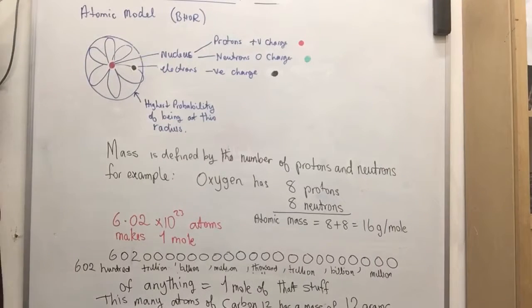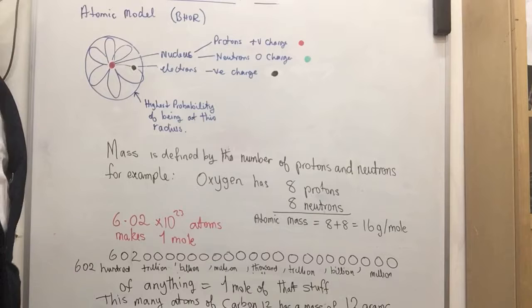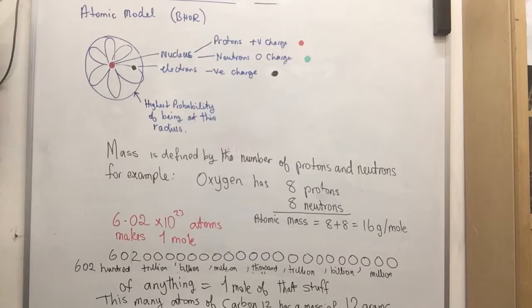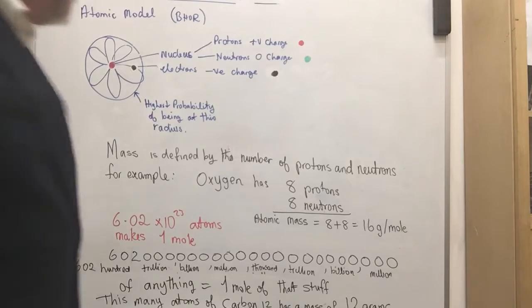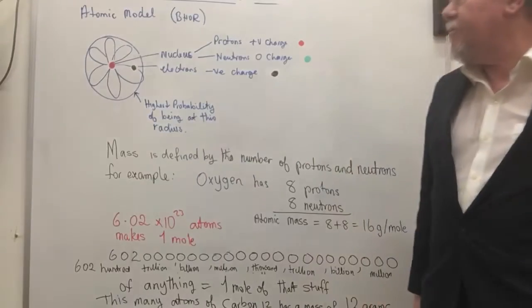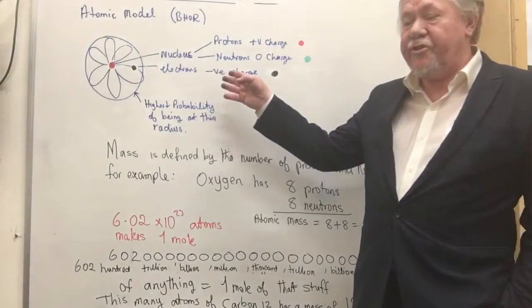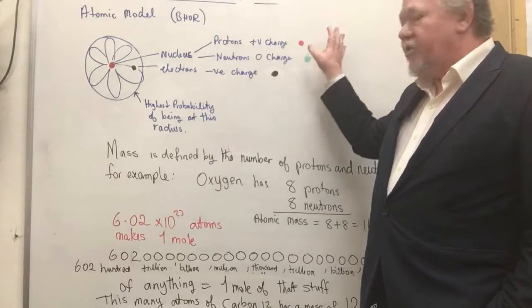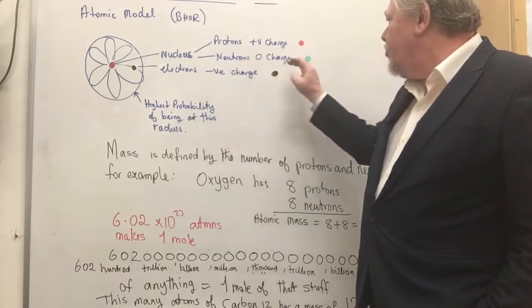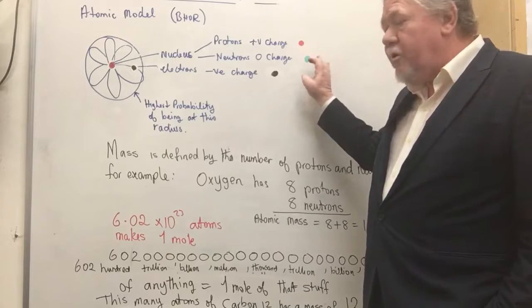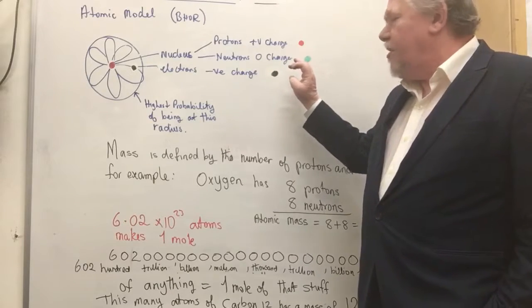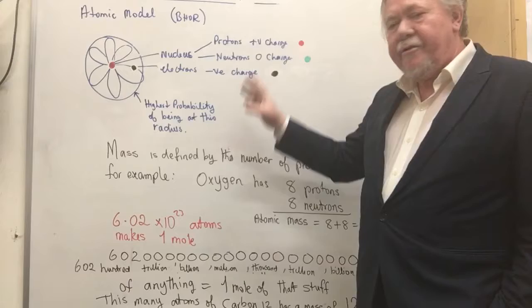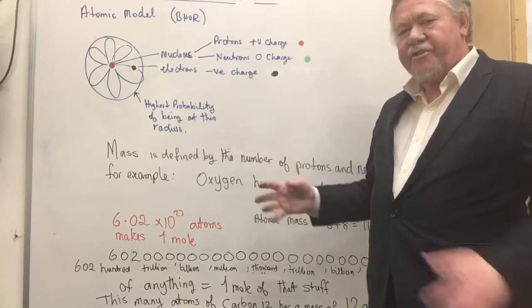Okay, this is lecture 2 of this series, What is Mass? Now, if you recall, just to reiterate, Bohr's model talks about atoms being constituted of a nucleus which has protons, which are positively charged, neutrons, which are neutral, and electrons which occupy space around that nucleus. So it's a central nucleus.